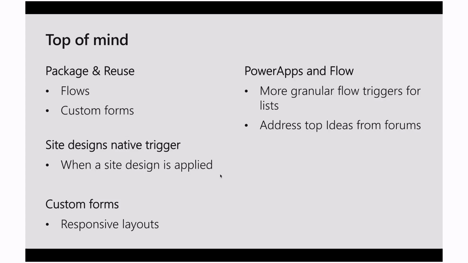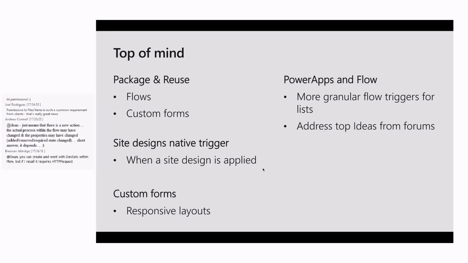So package and reuse starts from list. So if you go from list wizard, you should be able to say, I'm going to create a new list from an existing list. And basically that will pull the flows and custom forms, if you own those flows and custom forms, in that list to the new list.